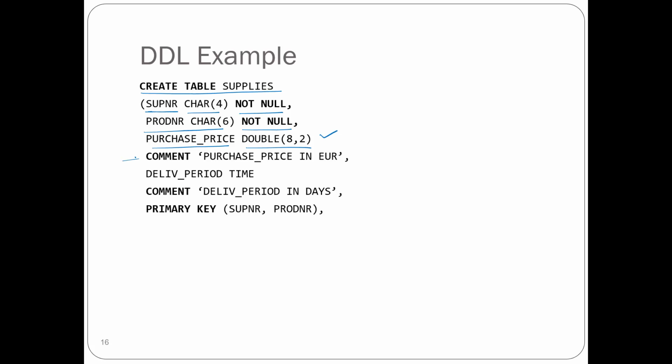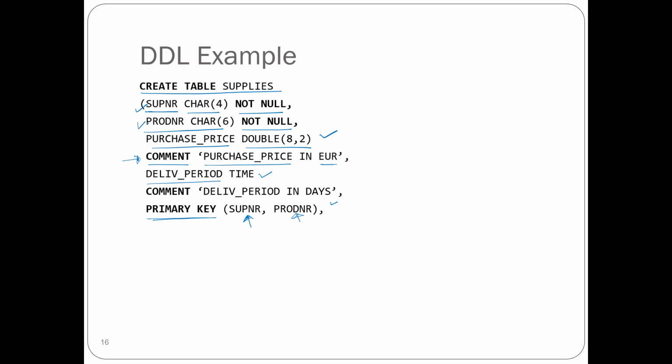Here you can put a comment as well. The comment is put using the keyword comment. It simply says that the purchase price here is in euros, EUR. That's the currency for the price. After that, we have the next column, which is delivery period. Its data type is time. And here we have a comment which says that delivery period is in days. Finally, we have the primary key, which is the combination of supplier number and product number.